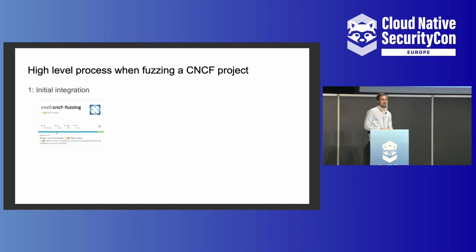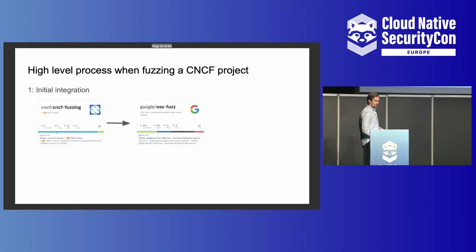We are open for contributions there, and please check it out if you wish to. Next, we integrate the project into OSS-Fuzz, so the fuzzers run continuously. And in the OSS-Fuzz integration, we instruct OSS-Fuzz to pull the latest master branch or release branch and pull the fuzzers from the CNCF fuzzing repository, so that we can work on the fuzzers through the CNCF fuzzing repository, and OSS-Fuzz will catch those updates continuously.